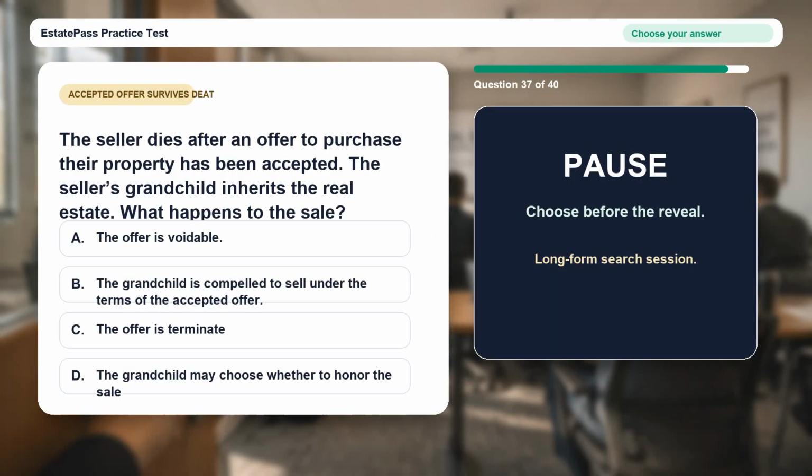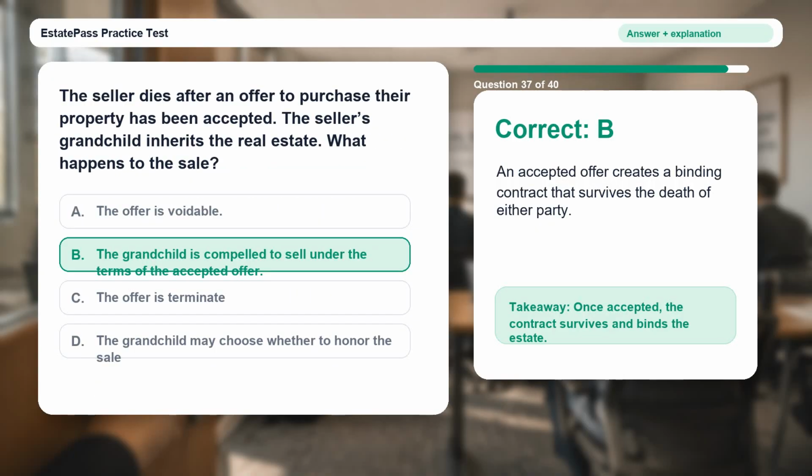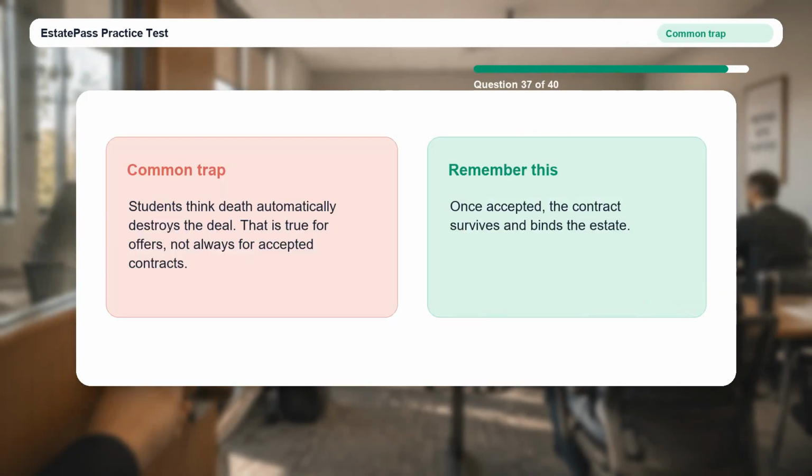Question 37. The seller dies after an offer to purchase their property has been accepted. The seller's grandchild inherits the real estate. The correct answer is B. The grandchild is compelled to sell under the terms of the accepted offer. Explanation: an accepted offer creates a binding contract that survives the death of either party. Common trap: students think death automatically destroys the deal. That is true for offers.